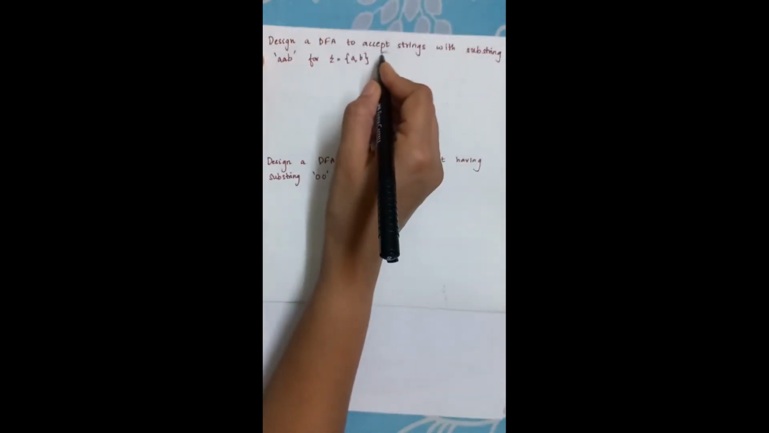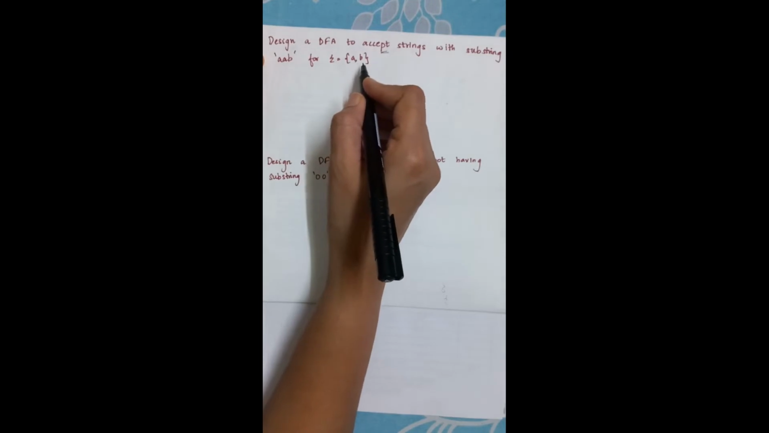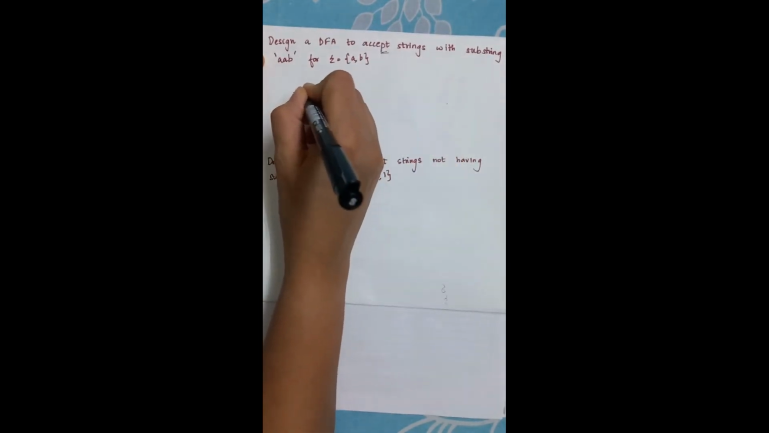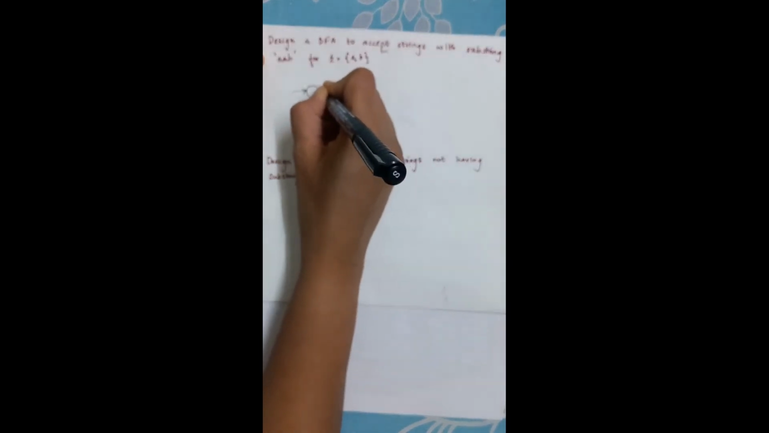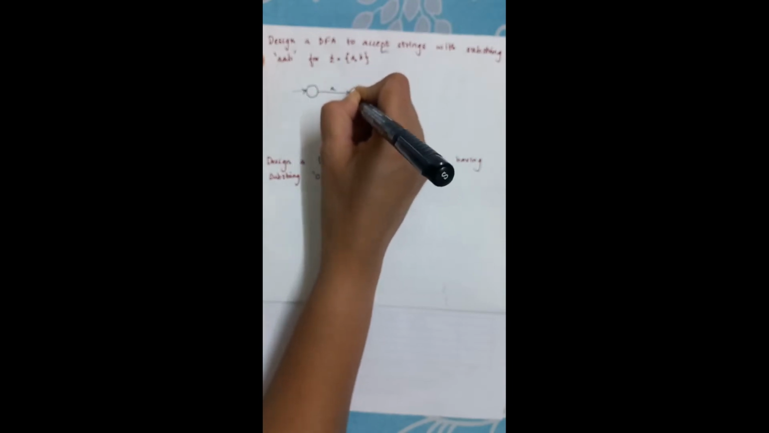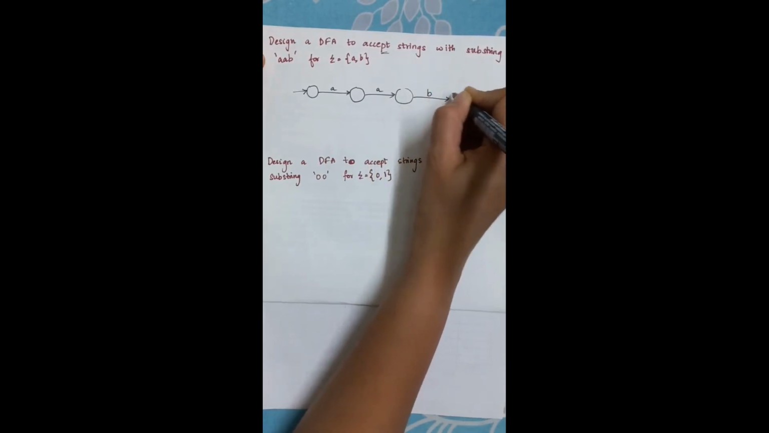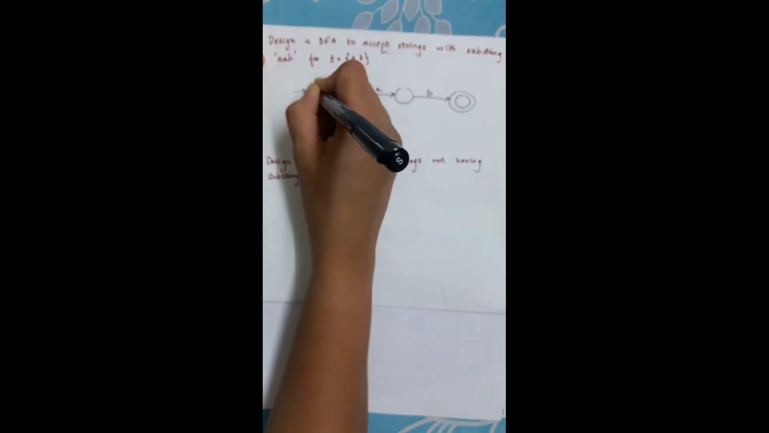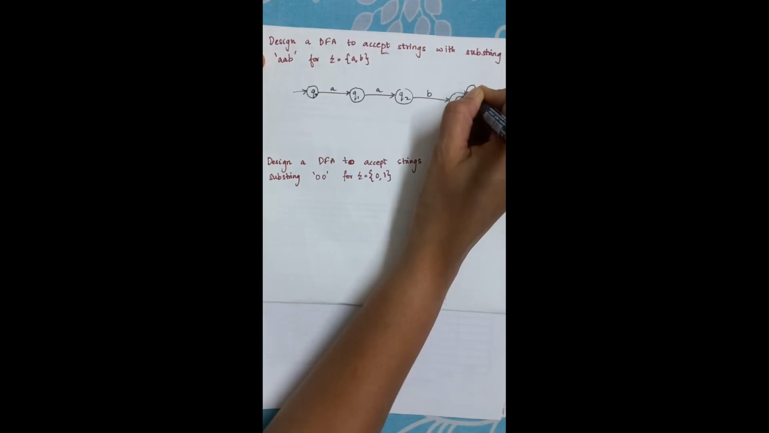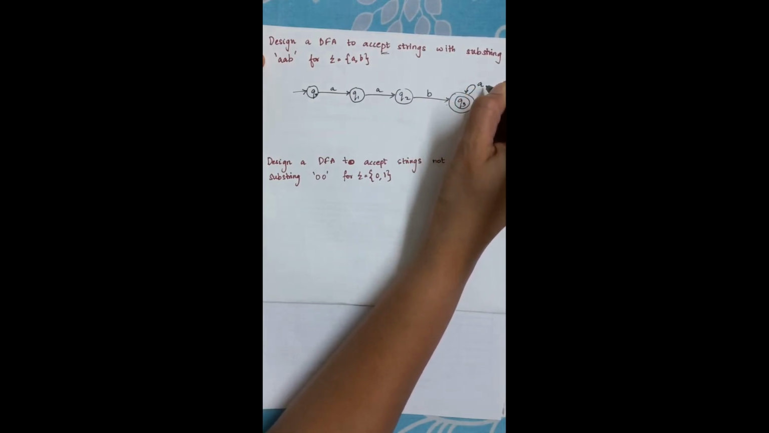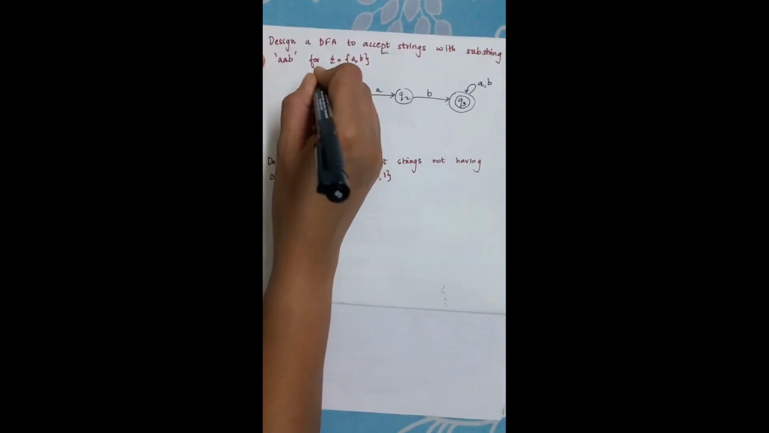Now let us consider another example. Design a DFA to accept strings with substring AAB for sigma equal to A comma B. So now I need a substring AAB. So let me first design that. Q0, Q1, Q2, Q3, post which I can have A and B. Here also initially I can have B.